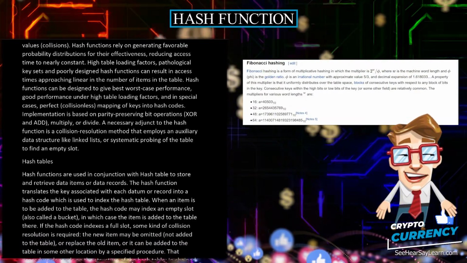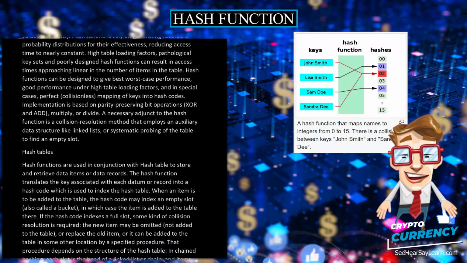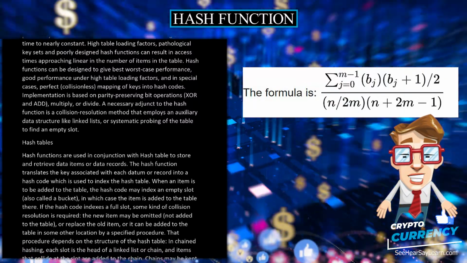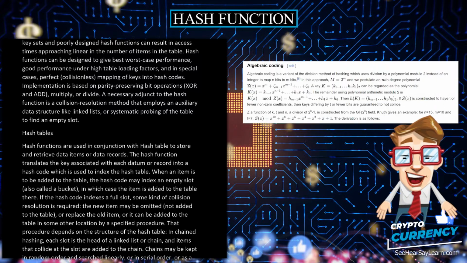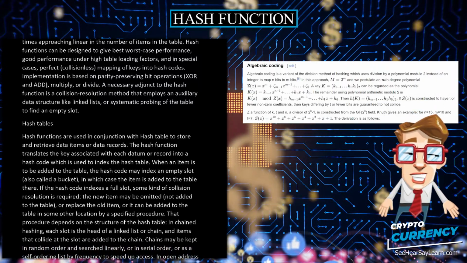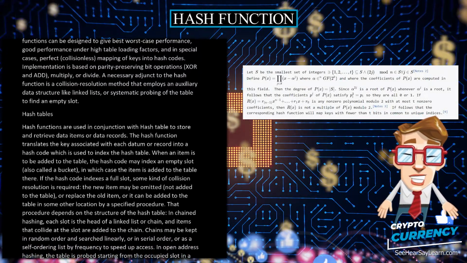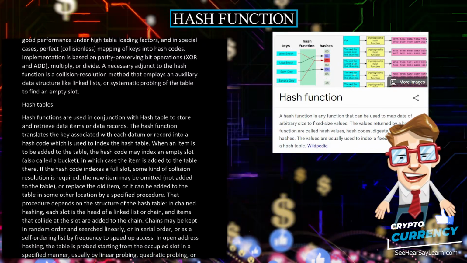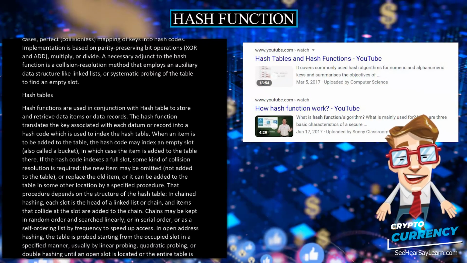Hash functions can be designed to give best-worst case performance, good performance under high table loading factors, and in special cases, perfect, collisionless, mapping of keys into hash codes. Implementation is based on parity-preserving bit operations, XOR and add, multiply, or divide. A necessary adjunct to the hash function is a collision resolution method that employs an auxiliary data structure like linked lists, or systematic probing of the table to find an empty slot.